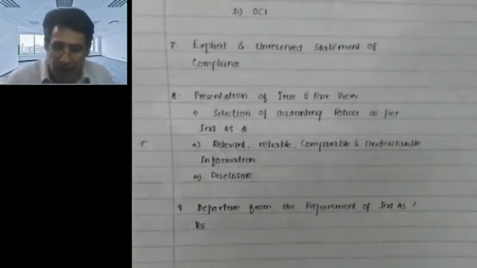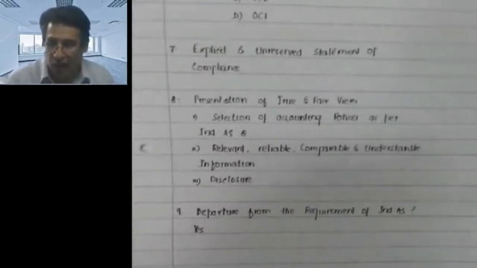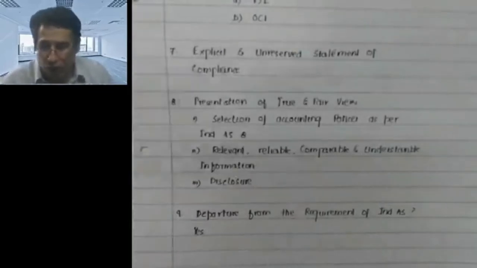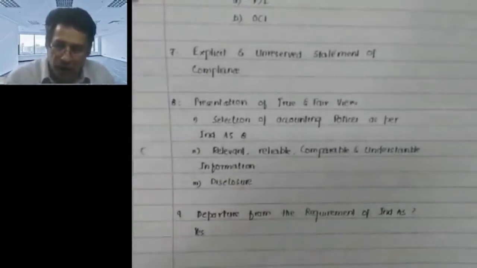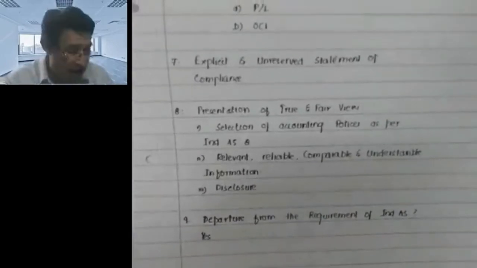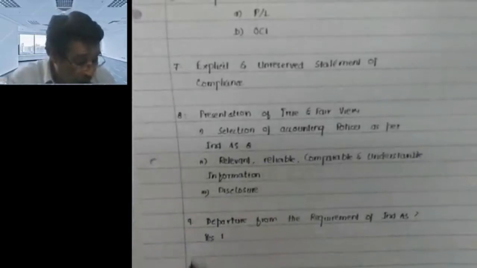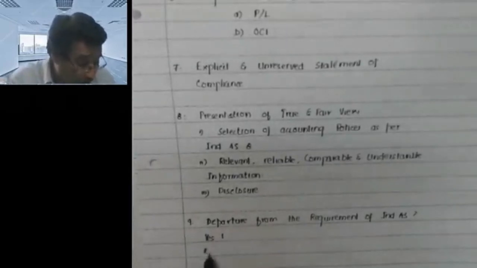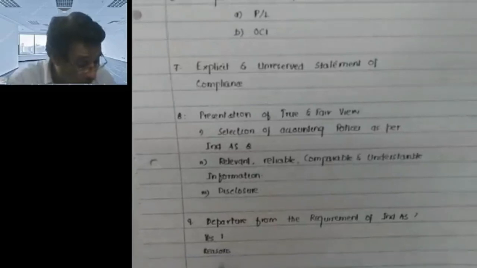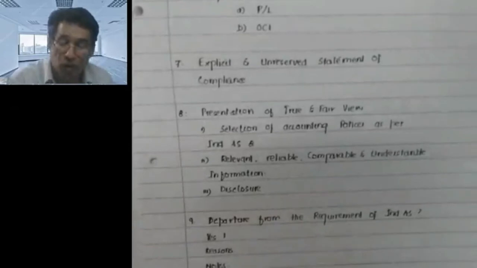So Ind AS gives a leeway, a sort of liberty to the entities if they feel that by adopting the requirement of a particular Ind AS, their financials may not be able to unleash the information in a true and fair manner. In that particular case, they can depart. But if they depart, then they will have to provide the reasons for the same, and they will have to provide the reasons by way of notes. I hope you got this particular point.